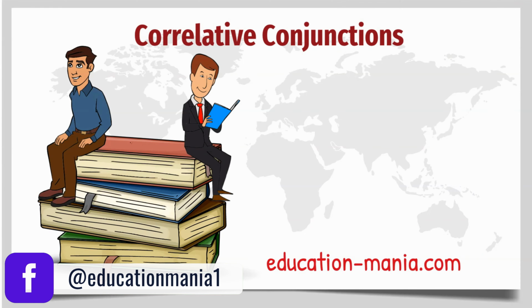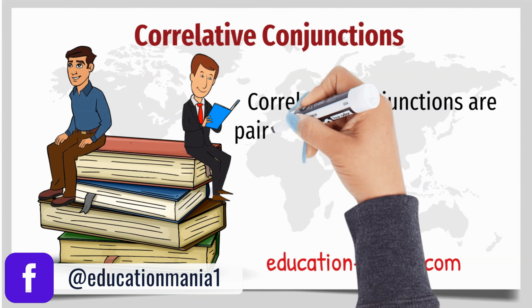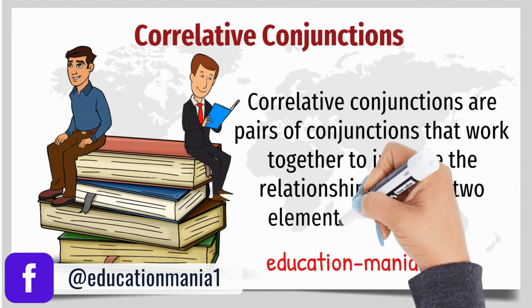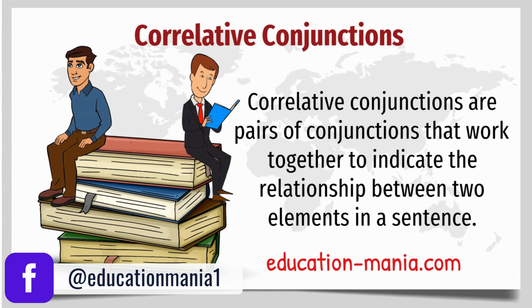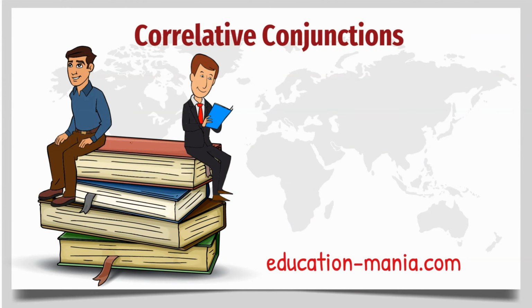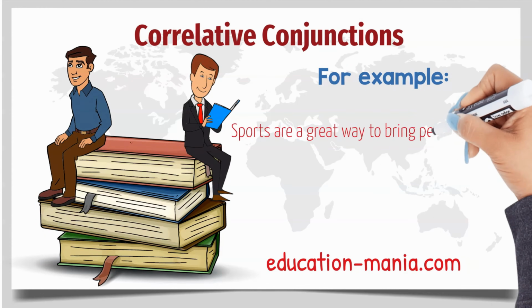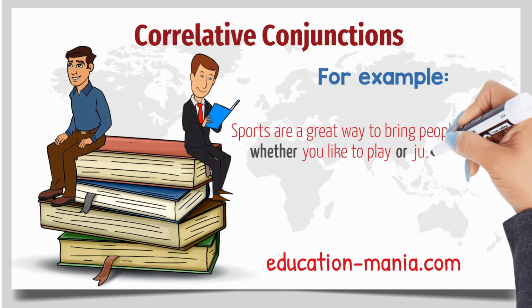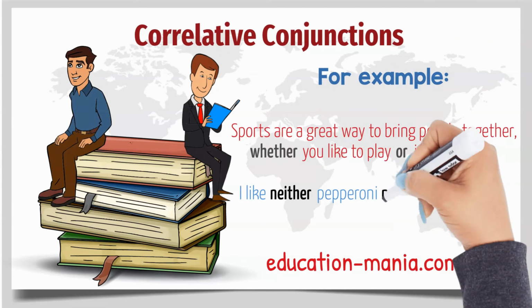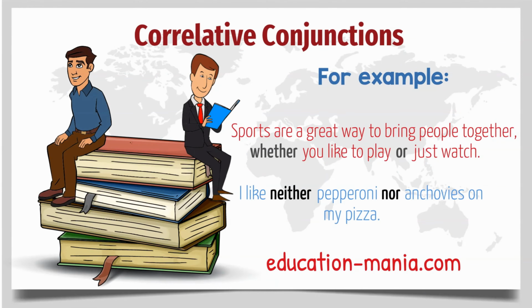Correlative conjunctions. Correlative conjunctions are pairs of conjunctions that work together to indicate the relationship between two elements in a sentence. For example, sports are a great way to bring people together, whether you like to play or just watch. I like neither pepperoni nor anchovies on my pizza.